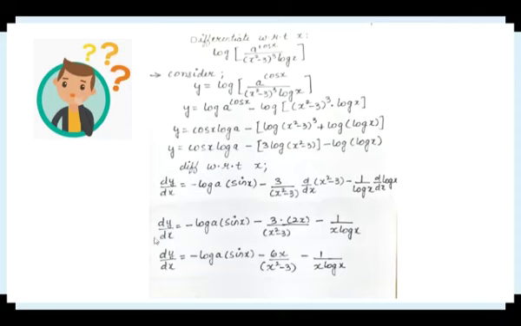In the next step, dy by dx equal to minus log a into sin x minus, the derivative of x square will be what? 2x, and the derivative of constant will be 0. So this will be 6x upon x square minus 3 and minus 1 upon x log x. What is the derivative of log x? It's 1 by x. So I have just written it in a proper manner over here. So dy by dx will be minus log a sin x minus 6x upon x square minus 3 and minus 1 upon x log x. So this will be the answer.